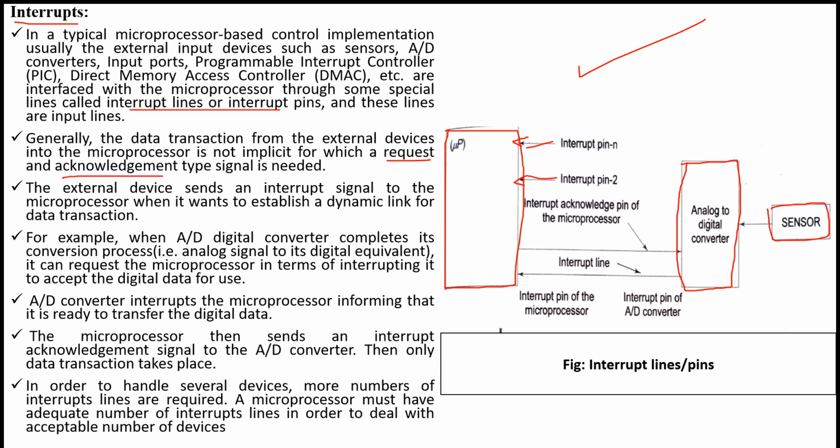When conversion is over, that is analog signal to digital signal, then this analog to digital converter sends a request signal to the microprocessor to inform that it is ready to transfer digital data. In response to this request signal, this microprocessor sends an acknowledgement signal. Then this analog to digital converter transfers the data to the microprocessor.